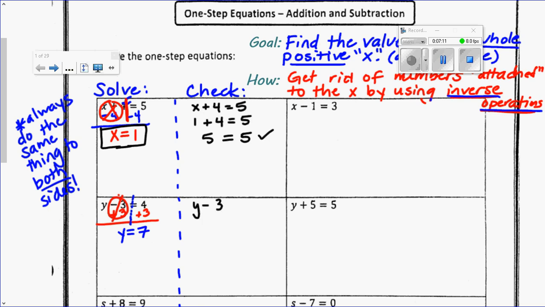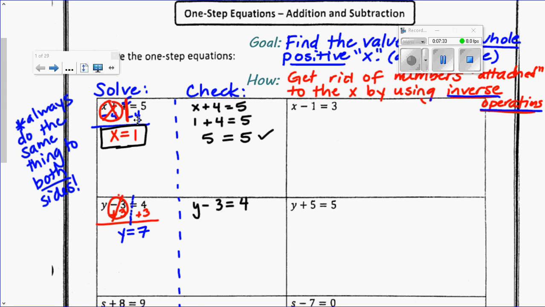Write the original equation, y minus 3 equals 4. Always go back to the original equation. If you've ever played the game telephone, you know that as the sentence goes around in a circle, it gets a little mixed up each time another step is taken. And that's just how math is. You just have a better chance of making a mistake the more steps that you do. So always start with that original equation.